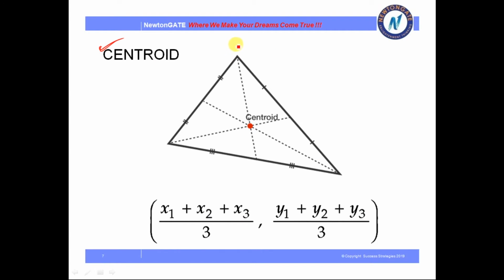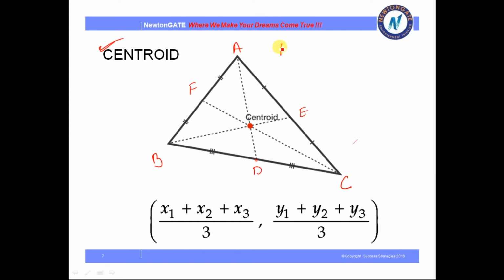So here we have a triangle. This is A, B and C. We want to find the centroid of this triangle. Now from the point A, we draw a median to the side BC. Let's say this point is D. This is D, E and F. The point D is the midpoint of the line BC. So AD is the median, BE is also a median and CF is also a median.